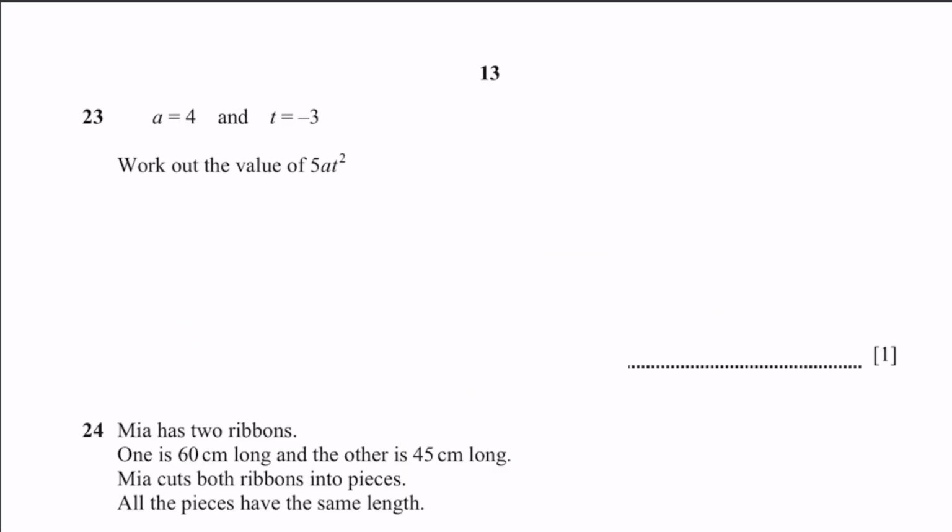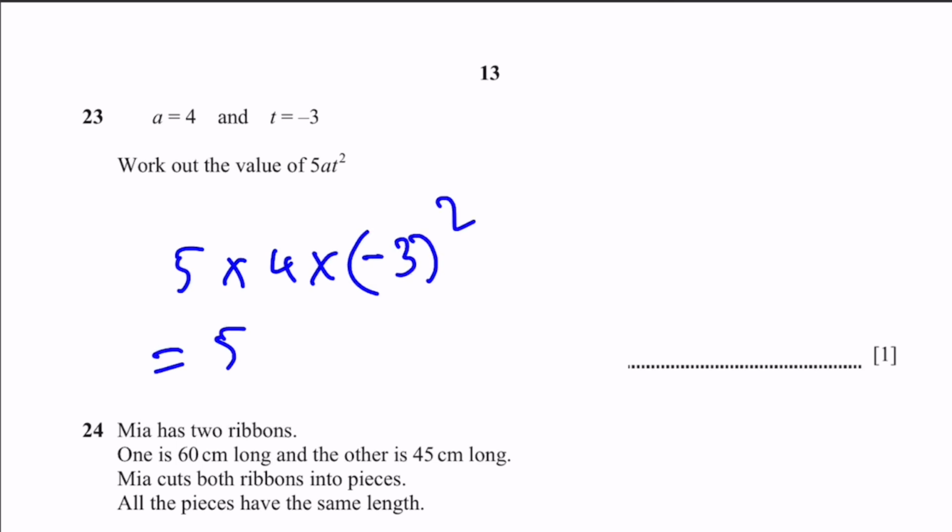Question 23. A equals 4 and t equals negative 3. Work out the value of 5at squared. That's equal to 5 into 4 into negative 3 the whole squared, which is equal to 5 into 4 into 9. And now that's equal to 20 into 9, which is equal to 180. So that's the answer.